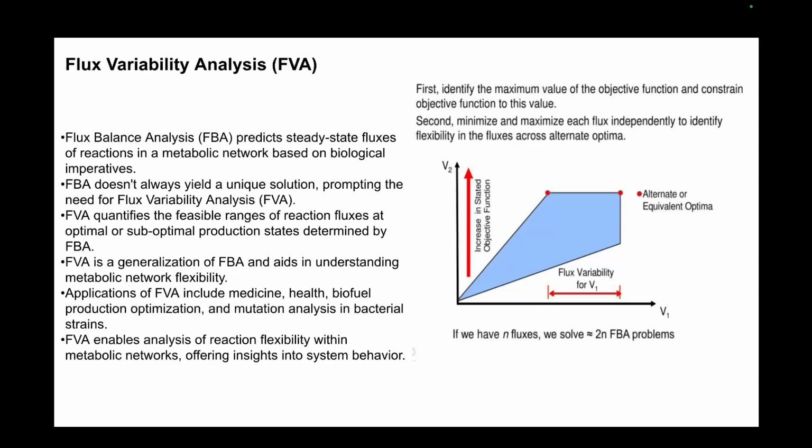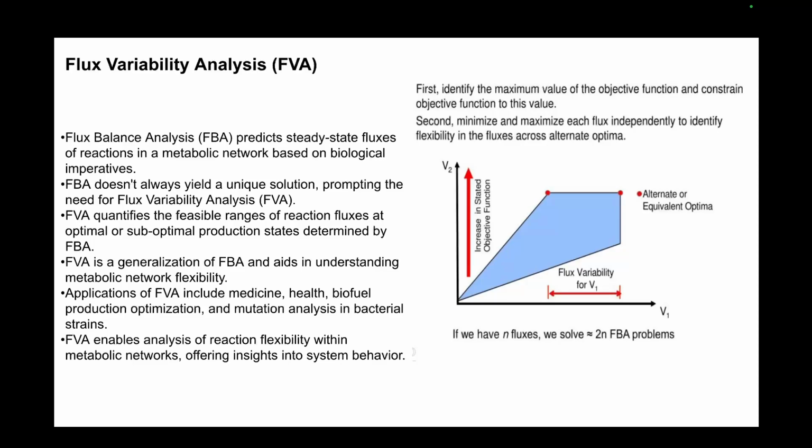Applications of these include medicine, health, etc. The idea is to first identify the maximum value of the objective function and constrain the objective function to this value. Then you minimize and maximize each flux independently to identify flexibility in the fluxes across the alternate optima. So this is your variability, this is your alternate optima, and what you try to find is the variability of the fluxes in an alternate optima. So you can define a range of values.